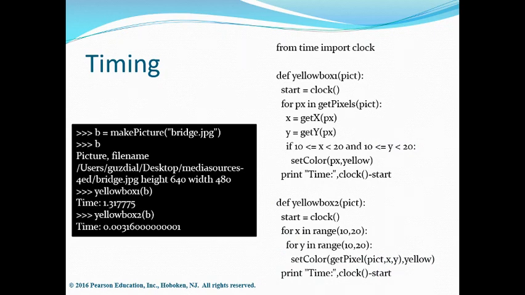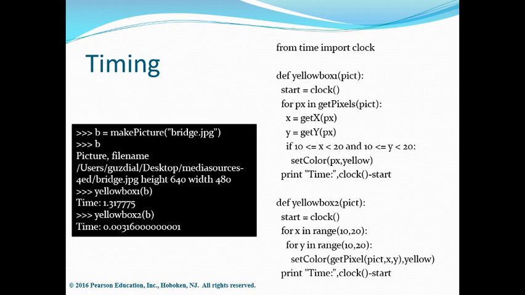So timing. Say we want to actually time how fast it takes to execute our function. We can say from time import clock, so we can import the clock. We can say start equals clock, and it actually will start the time. And then at the very end, we can print out clock minus start, and it'll be the difference between the start time and the end time. So to get the elapsed time itself, it's just clock minus start.